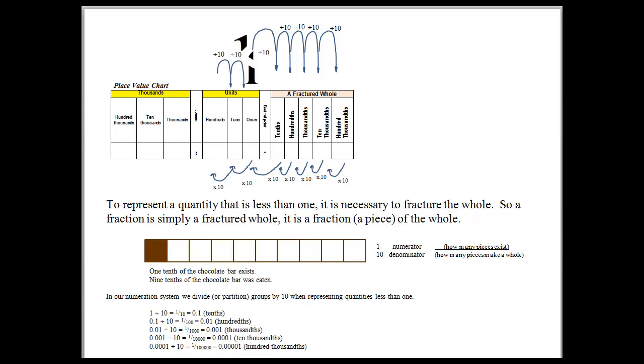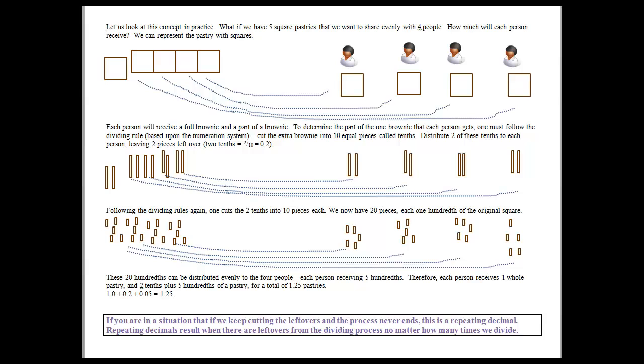Okay, so now let's look at this as an example. Let's say we have 5 square pastries that we want to share evenly with 4 people. How much will each person receive? So I'm going to use squares to represent the pastry. We have 5 pastries, so we're going to have 5 squares, and we want to share evenly with 4 people. Right away you can see that each person's going to receive a full brownie, and that's going to leave us with 1 brownie left over.